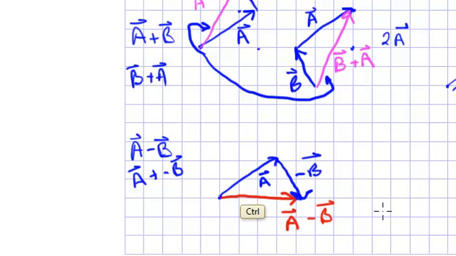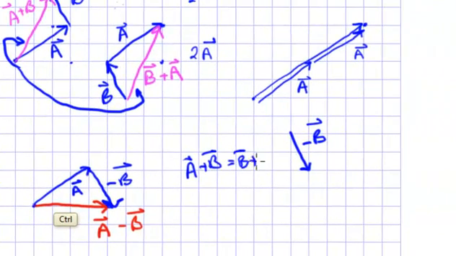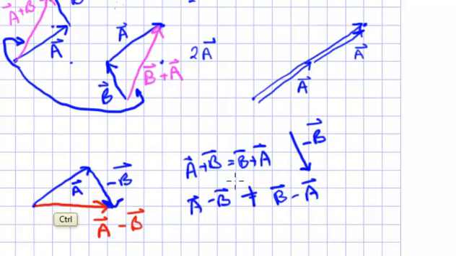A minus B is not commutative. In other words, although A plus B is equal to B plus A, A minus B is not equal to B minus A. In fact, these two vectors, I'll let you do this on your own, these two vectors are anti-parallel to each other.